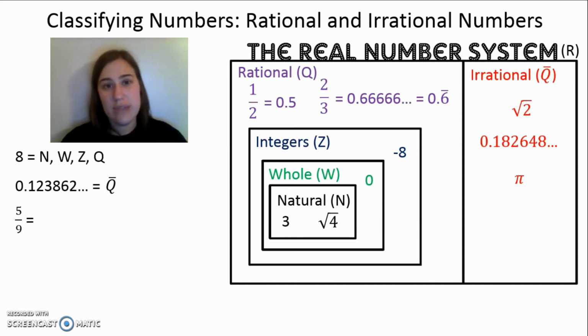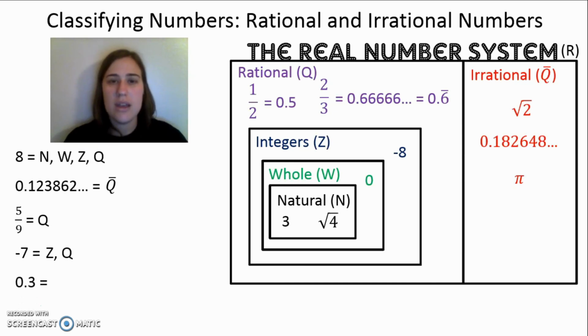5/9 is a fraction, and therefore it is a rational number. It does not fit in any of the other boxes because it is not a whole number. -7 is an integer because it is a negative whole number. It is also a rational number because the integers box is inside the rational box. 0.3 is a rational number because it is a terminating decimal. 0.12121212 repeating is a repeating decimal, and so it is rational.